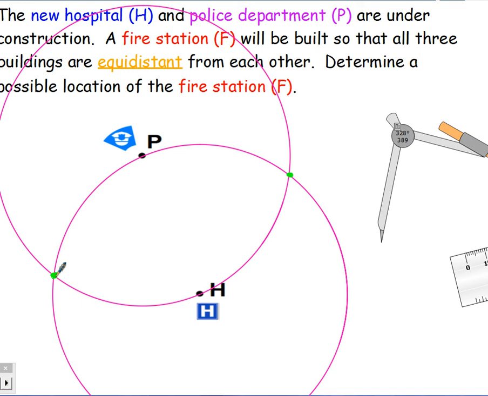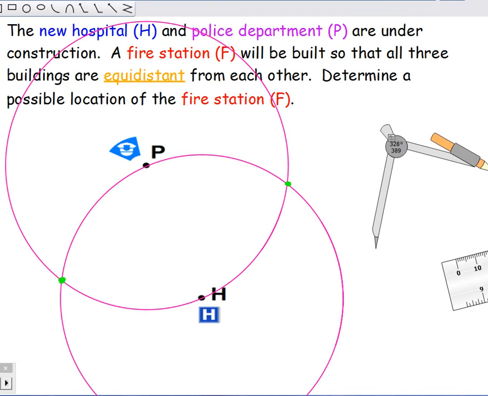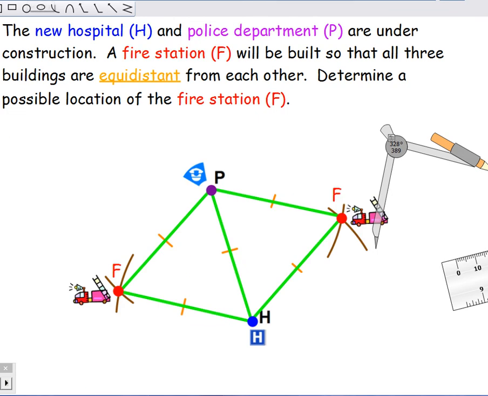So if I drew those line segments in there, this distance and this distance are all the exact same, because this is the radius of the circle. I found the radius of the circle by measuring that distance, and this is also the radius of that circle. So we have just made an equilateral triangle. So two possible options for the fire station would be over here or over there.